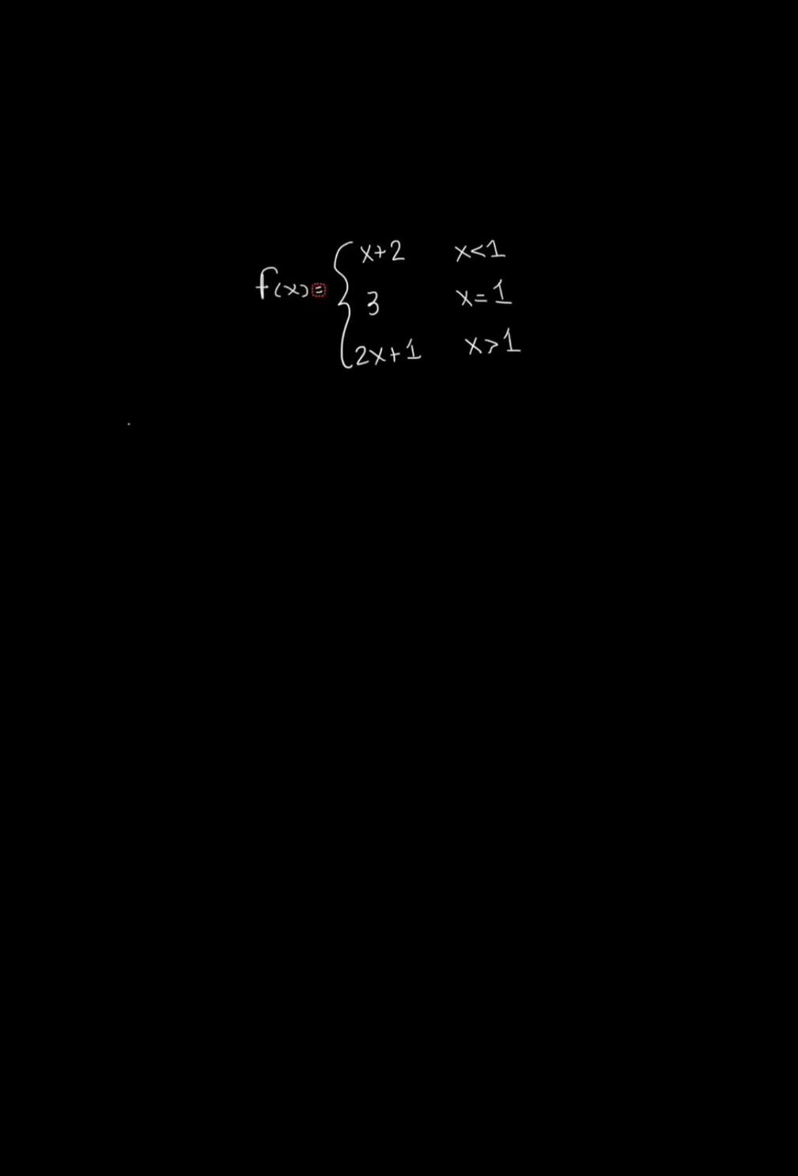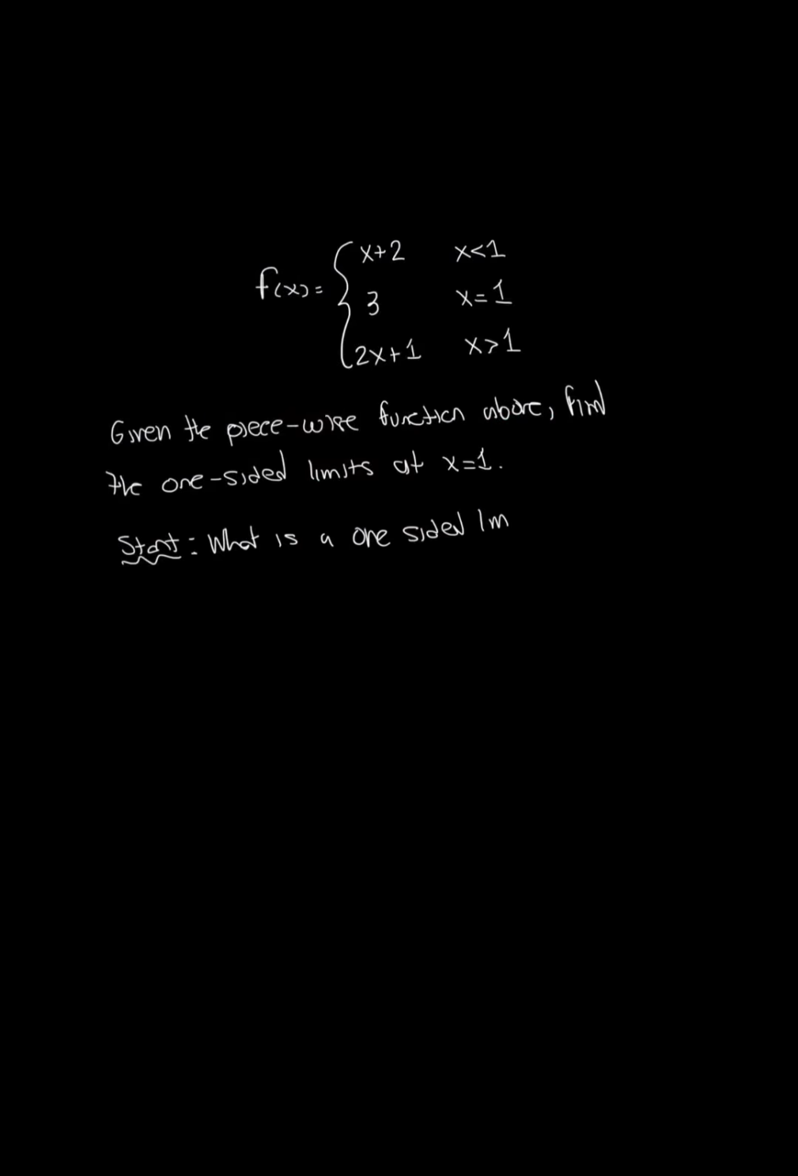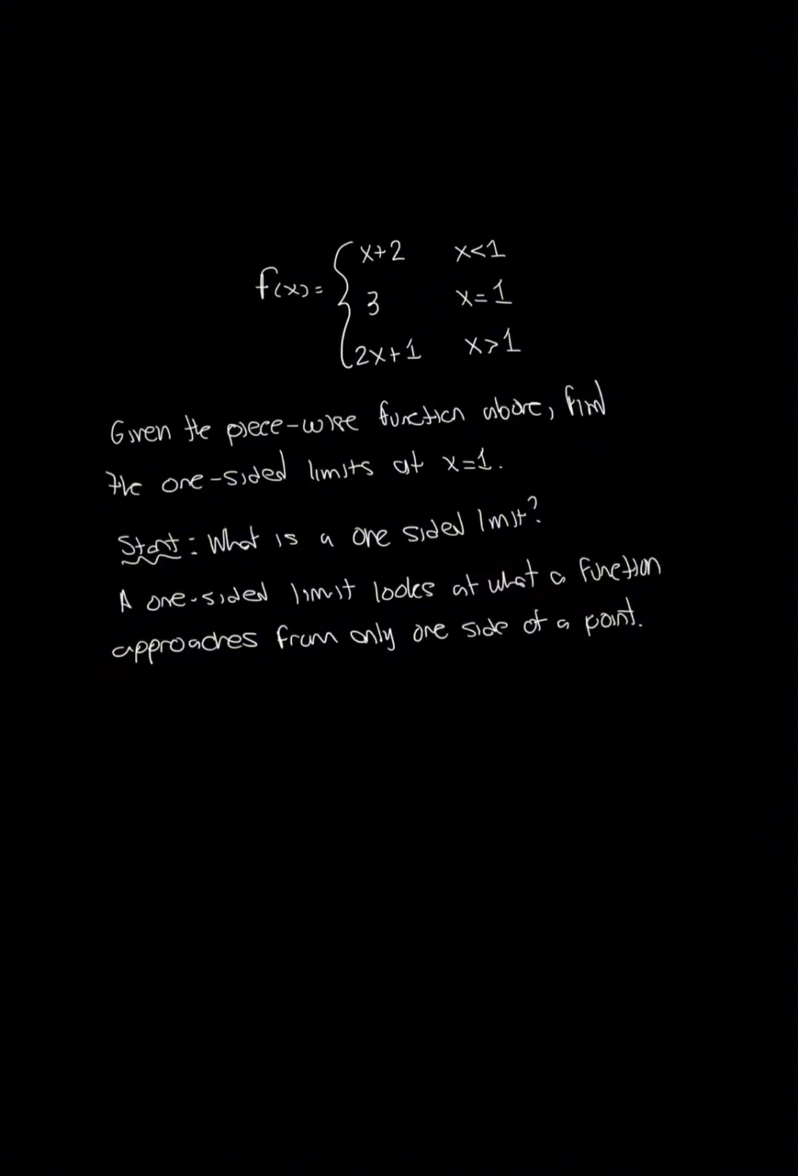Alright, so let's say given this piecewise function here, and the question says, given this piecewise function above, find the one-sided limit at x equals 1. To start, what is a one-sided limit? A one-sided limit looks at what a function approaches from only one side of a point. So there are two types of one-sided limits.